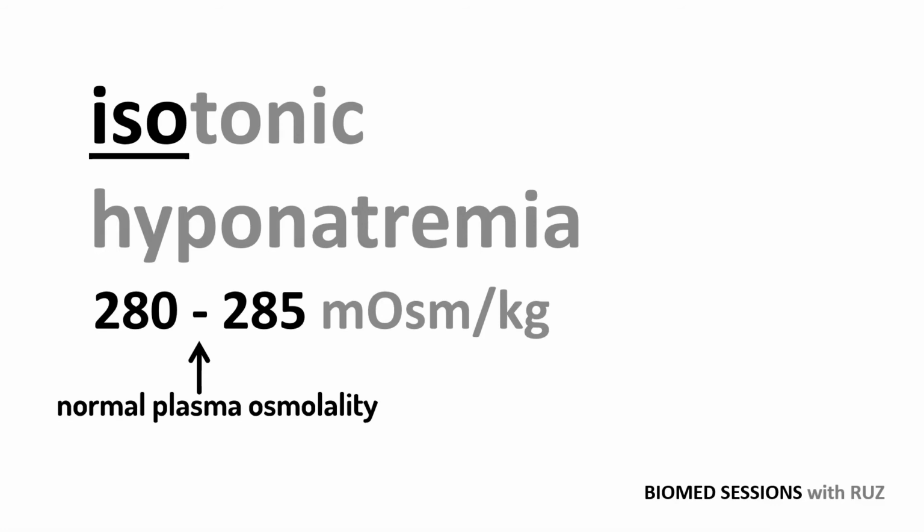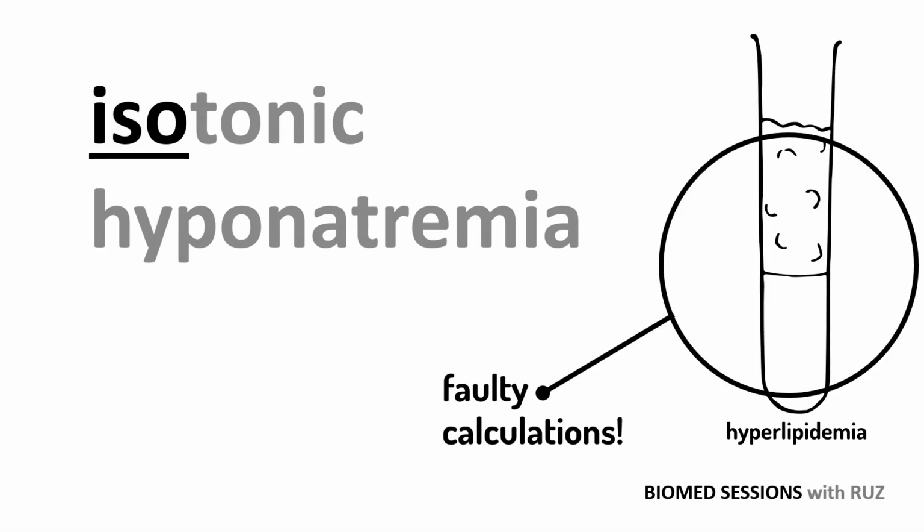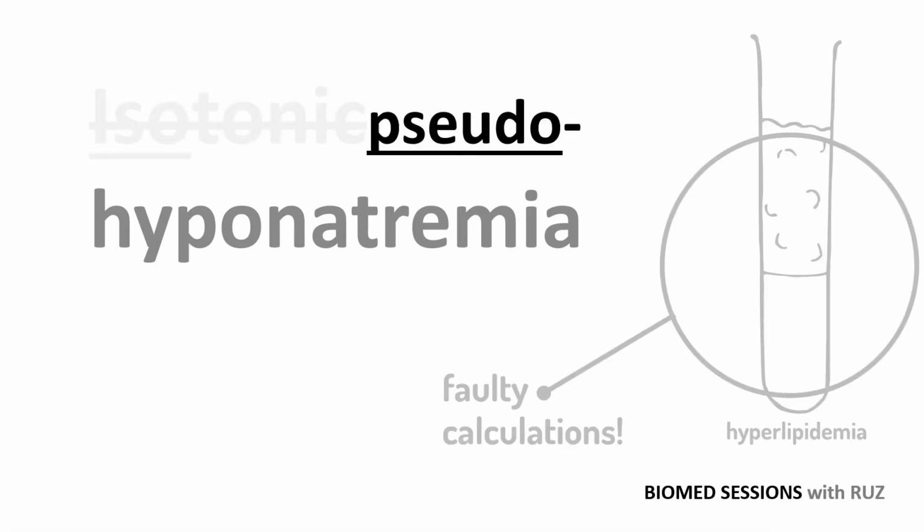This can be due to a lab measurement error relating to an excess of lipids, hyperlipidemia, or proteins, hyperproteinemia. These substances displace water containing sodium and essentially mess up the calculations of older lab techniques, which use overall volume to estimate sodium levels. Hence, we get false readings of hyponatremia. This is known as pseudo-hyponatremia, essentially fake hyponatremia. Treating this as a real sodium imbalance rather than a lab error could cause harm.